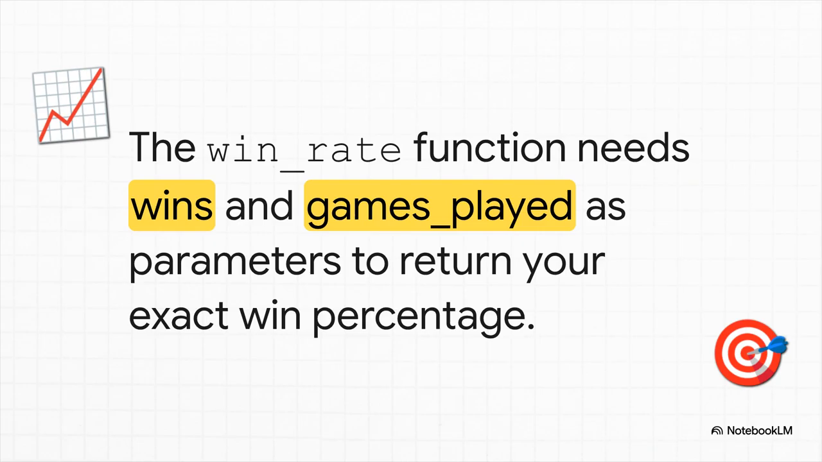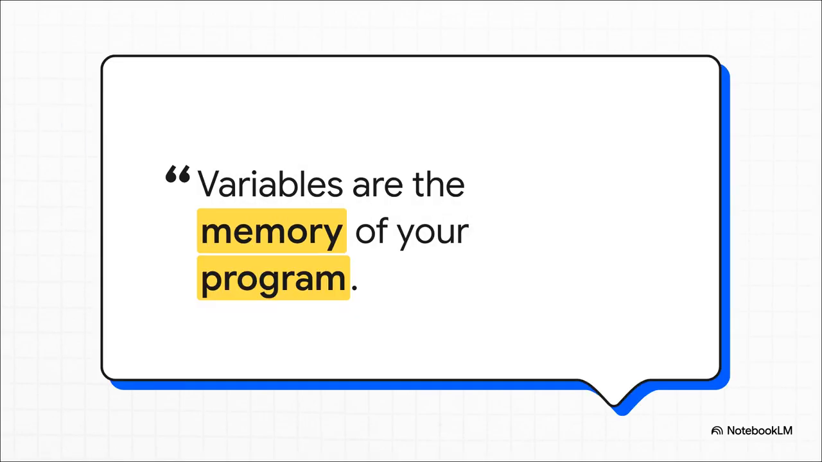Those are your parameters. Without them, you'd literally have to write a separate function for a player with 10 wins and another for a player with 11 wins. That's insane. Parameters let one tool do the job for absolutely everyone. Okay, our next power-up is the variable, and this is a big one.